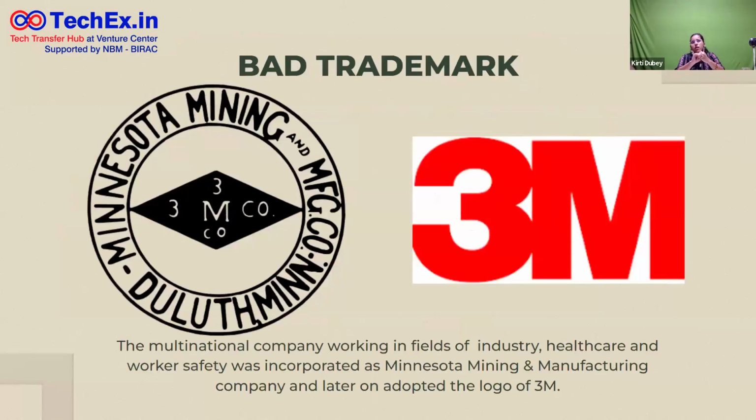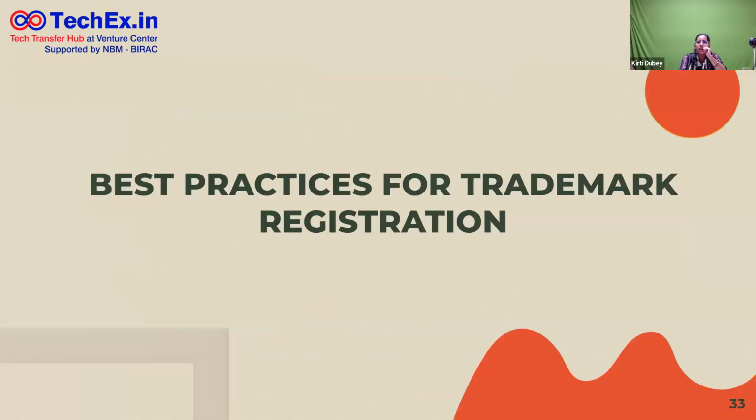Next, a weak mark example would be the multinational company in the industry of healthcare and worker safety, which was initially incorporated as Minnesota Mining and Manufacturing. As you can see, this is a very long trademark for people to remember, and they later adopted the logo of 3M. Next, we will look at some best practices for trademark registration.